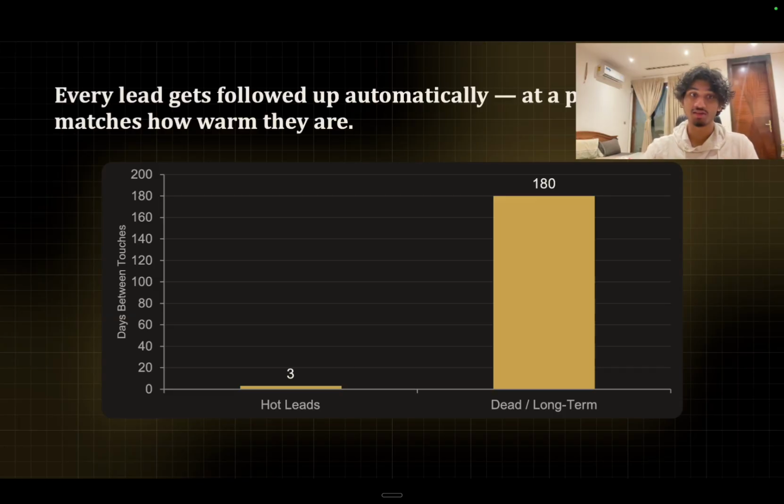And as I said, this is how we assign these leads. Some of the hot leads are emailed every 3 days. Dead to long-term leads can take up to 180 days, simply because if you overpress them, they'll run away.